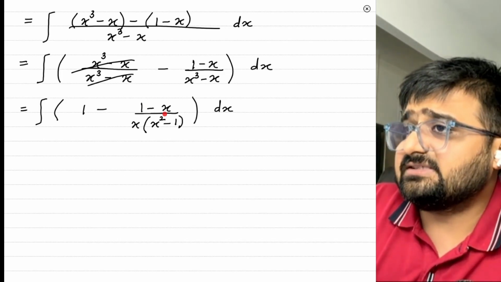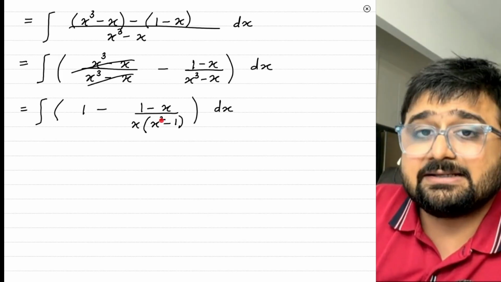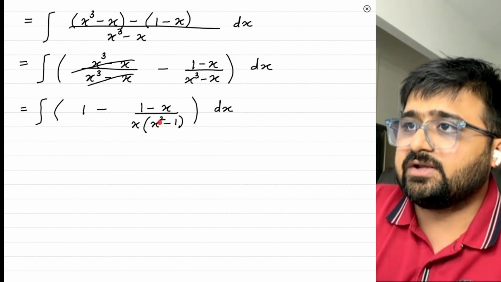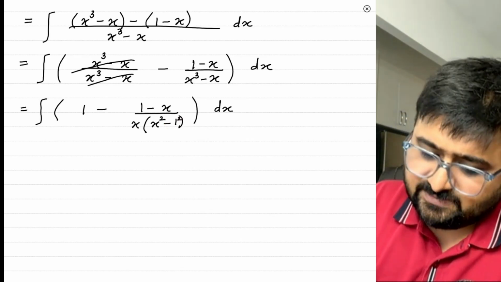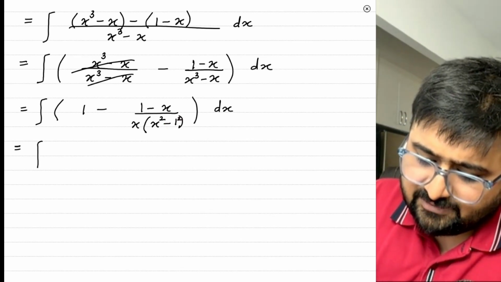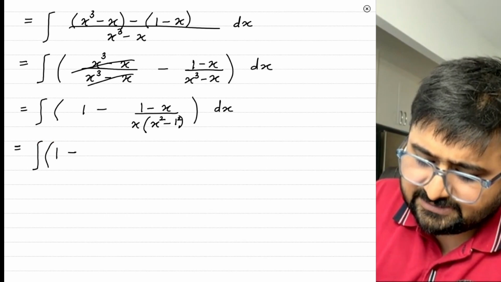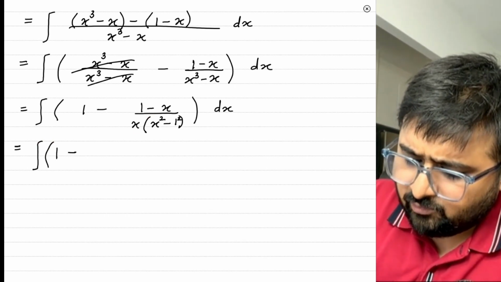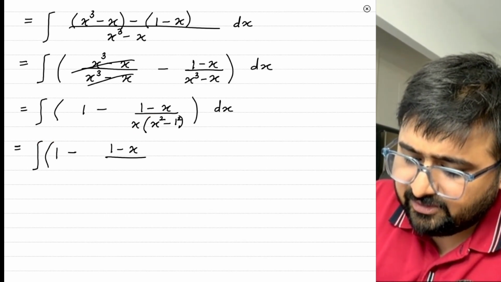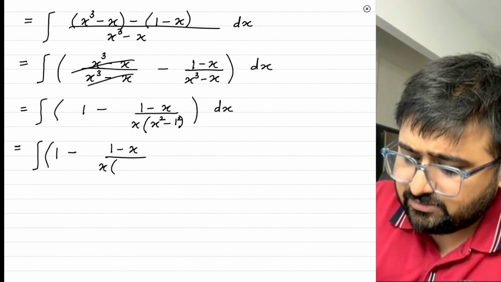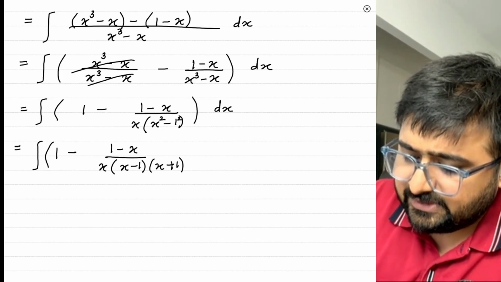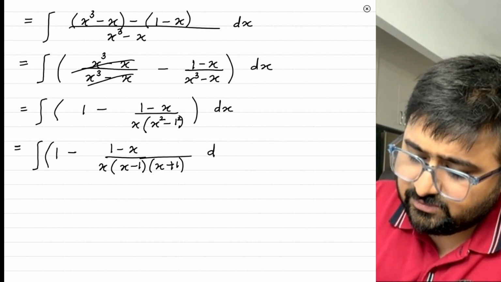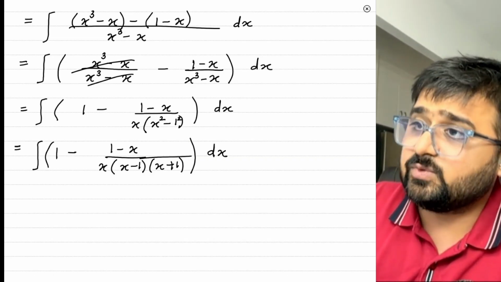Now we can cancel something over here if we factor that x square minus a square. So that is a square minus b square. You can write it as a minus b and a plus b. So you have the integral of 1 minus 1 minus x divided by x into x minus 1 and x plus 1, let's close the bracket and write with respect to x.